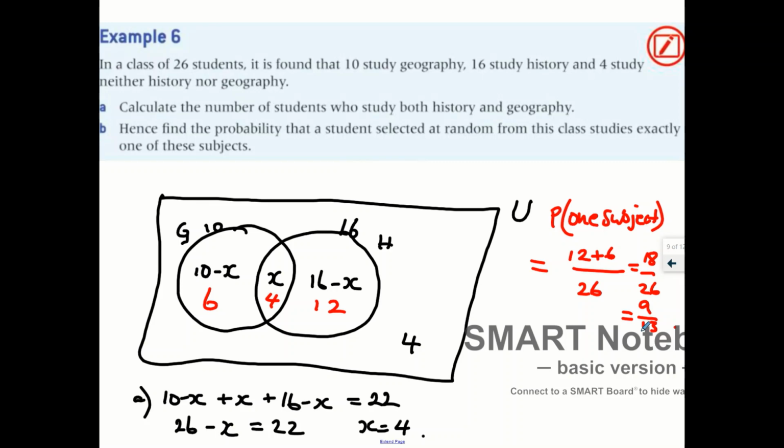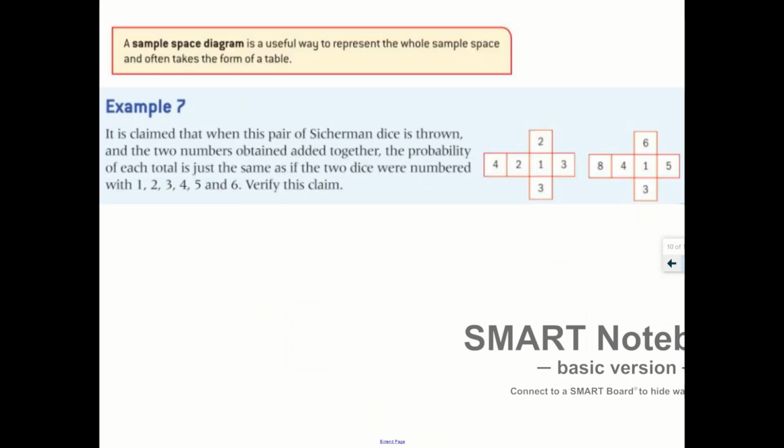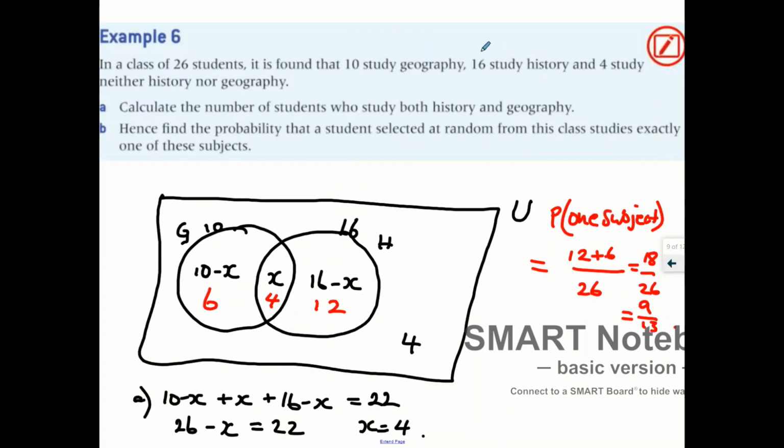So that is expectation and experimental frequencies, probability, and using a Venn diagram. You can now go on and do exercise 7C from page 313.